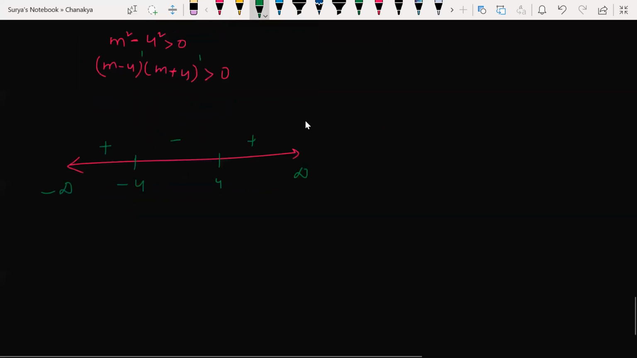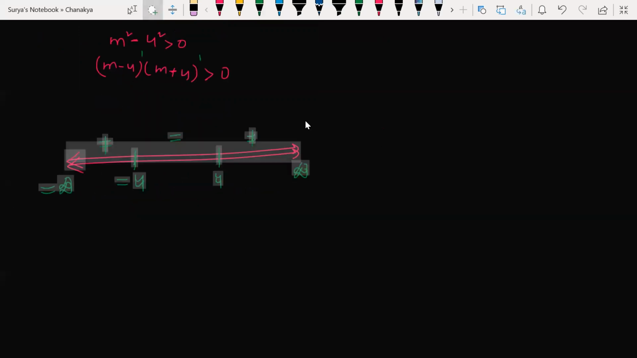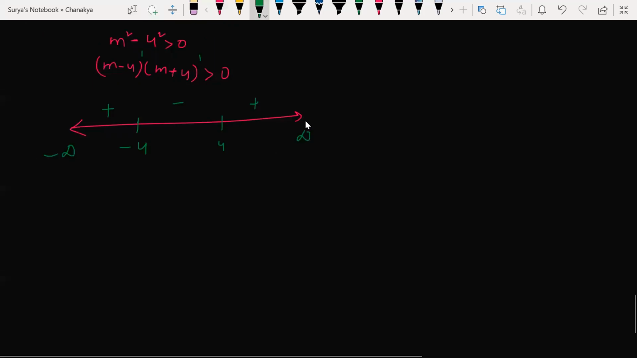Correct? In inequalities we learned, if I'm not wrong, in class 11th. So greater than 0 I need here, so I'll be selecting these plus regions, this region and this region. Correct? So greater than 0. This is a strict inequality, right? So m belongs to what?